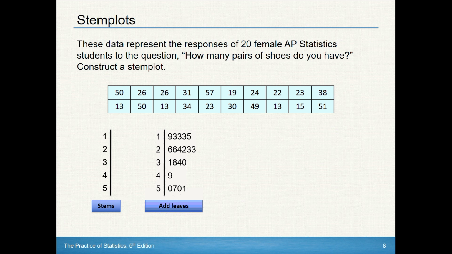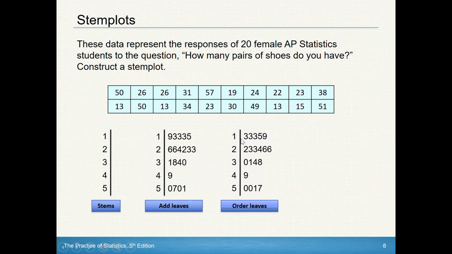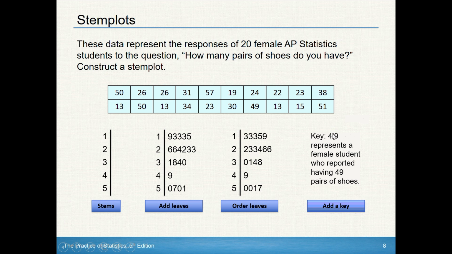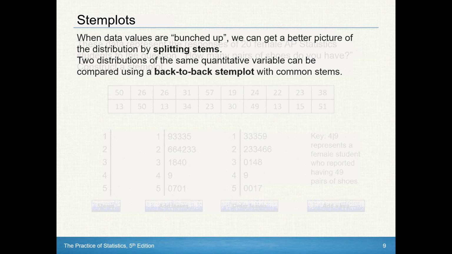So we see, first of all, the numbers written out, but they're not in order. And then we just put them in order. So we see 1, this represents the tens place, and we have a 13, a 13, a 13, so there's 3 13s. There's a 15 and a 19. A 22, 23, 23, etc., all the way out. And to make it easier, we just put this key here. It says 4, vertical line 9, represents a female student having 49 pairs of shoes, which is quite a few pairs of shoes.